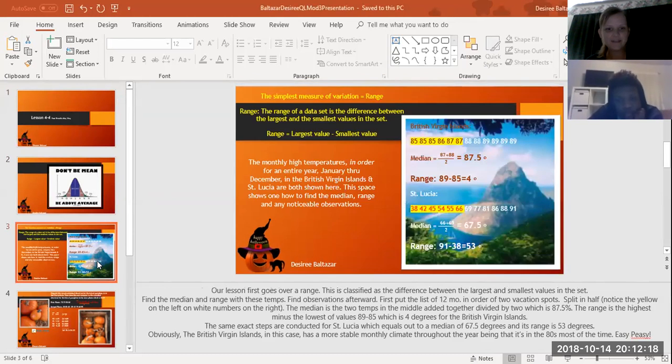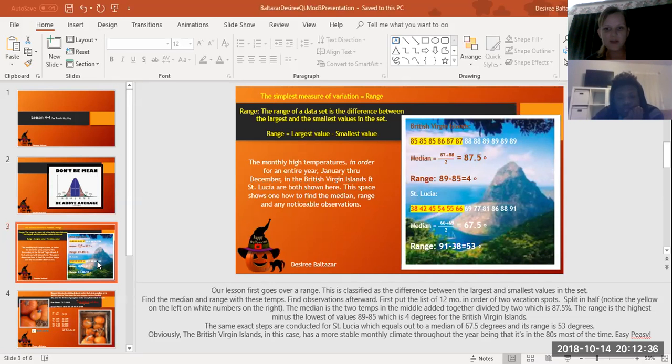Our lesson first goes over range. This is classified as the difference between the largest and the smallest values in a set. First, we're going to find the median and range with these temperatures in the blue box, and any observations.